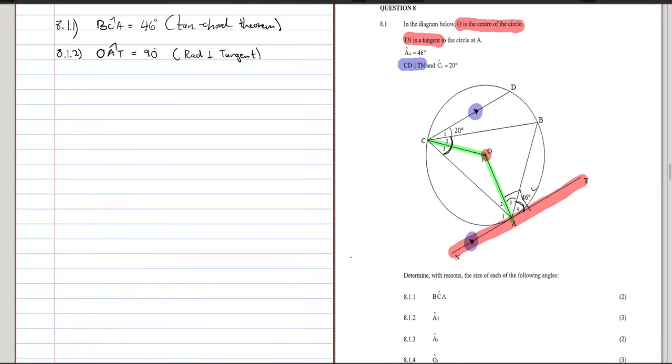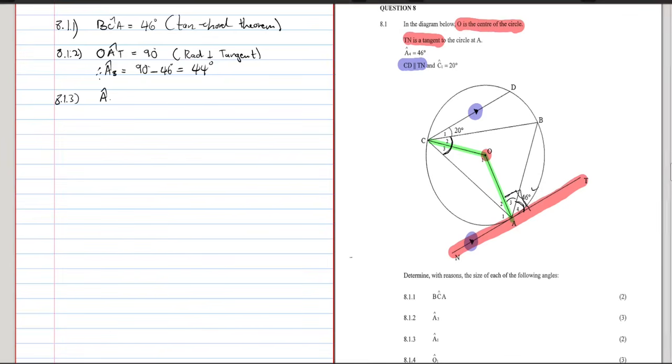So if we have this angle to be 90 degrees, I can now calculate A3. Therefore A3 is equal to 90 degrees minus 46 degrees. So that's 90 minus 46, I'm getting 44 degrees. That is A3. For how many marks? 2 marks. Okay, so that is 8.1.2.